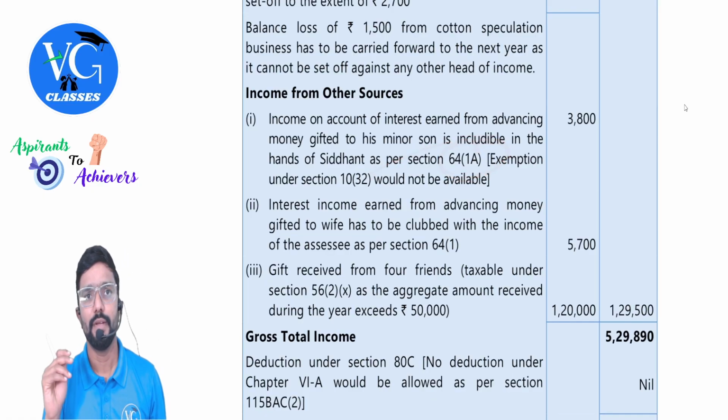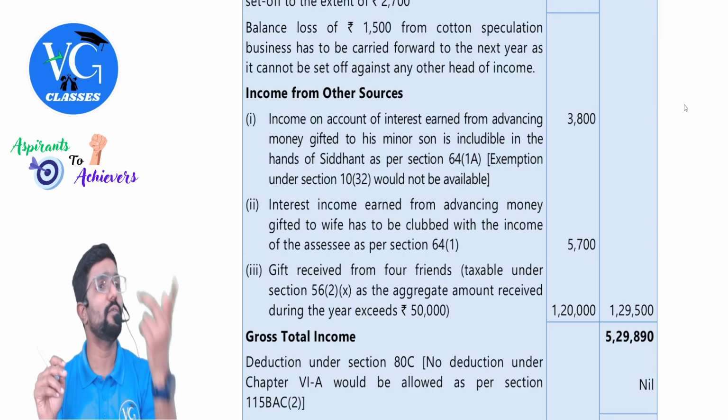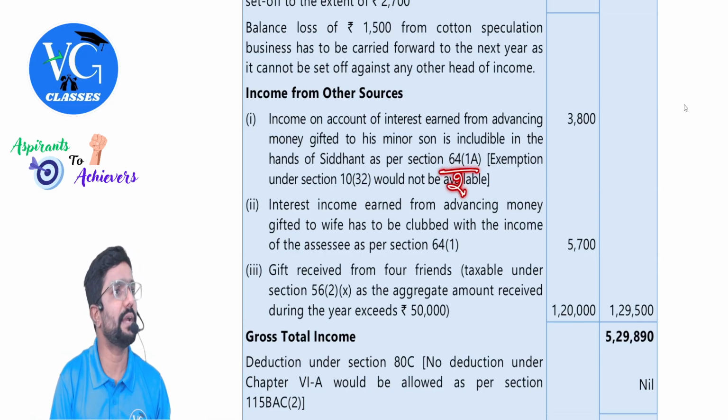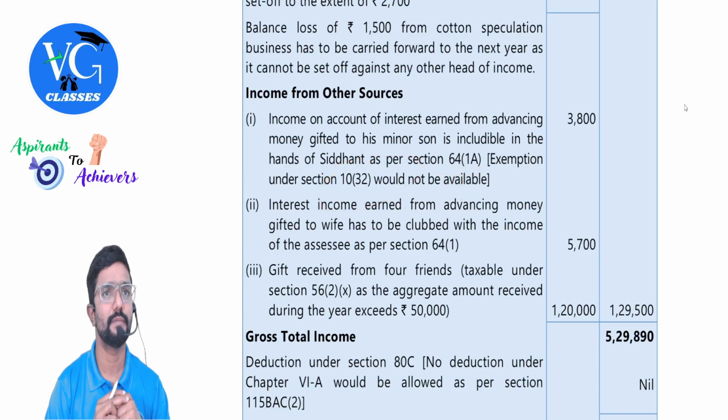64(1A). Clear? There is a government policy telling 2 hours 2. So divided by 2. How much will you get? 32. Okay, the exemption is available under section 10(32).